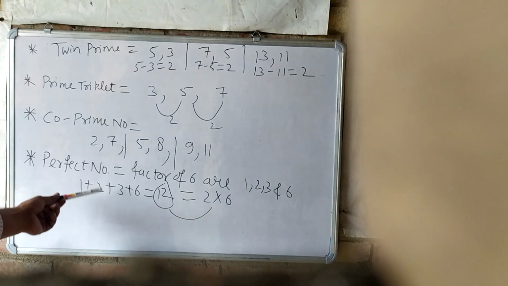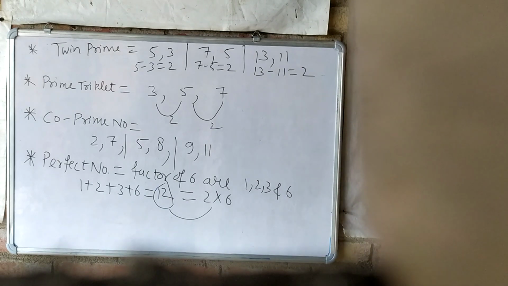Then we have to study about the perfect number. What are perfect number? We will first write the factors of the number which is asked in the question. Then we will add those factors. And we will see that the result will be twice of that number which is asked in the question.